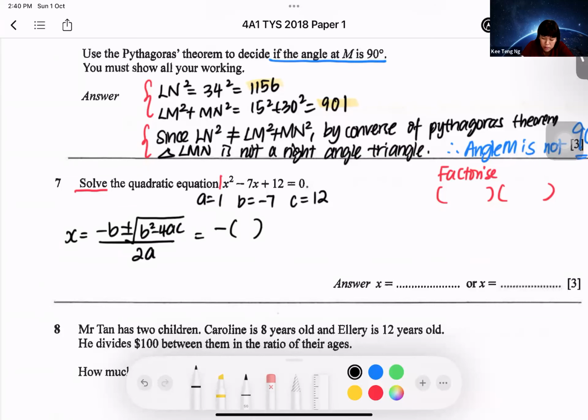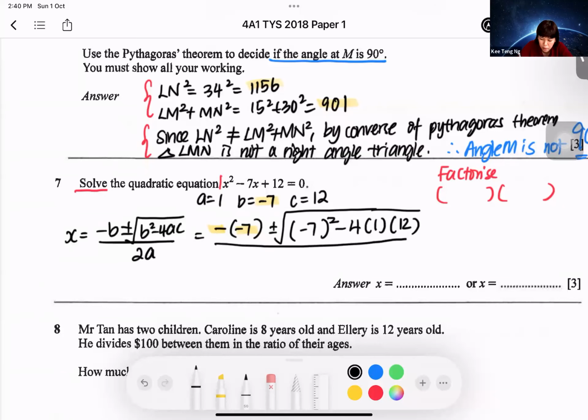Be careful of this. This is a -7. So please put brackets. This one will be a -7 square. So in your calculator, when you calculate, please remember to put brackets. Then minus 4ac. Oh wait, -b, over 2a.